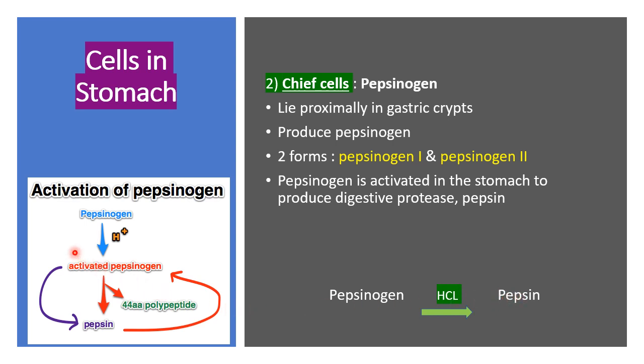The chart here shows you the activation of pepsinogen is in two stages. First is the activation by hydrogen ions. Hydrogen ions in the hydrochloric acid activate the pepsinogen to activated pepsinogen. And this undergoes another chemical reaction where the 44 amino acid polypeptide is cleaved from the pepsinogen, and then results in active pepsin.